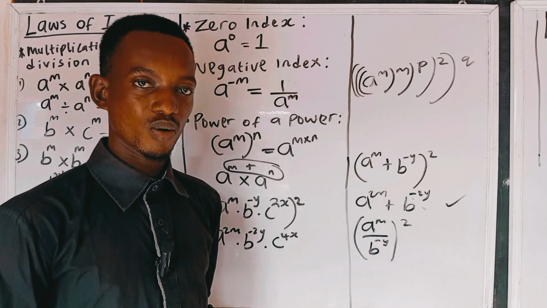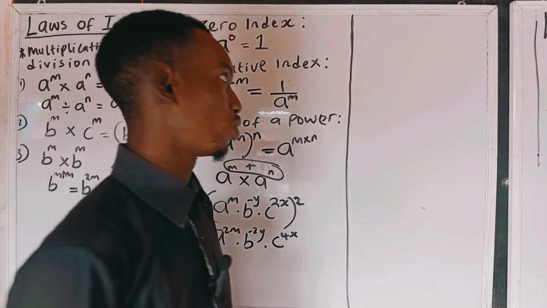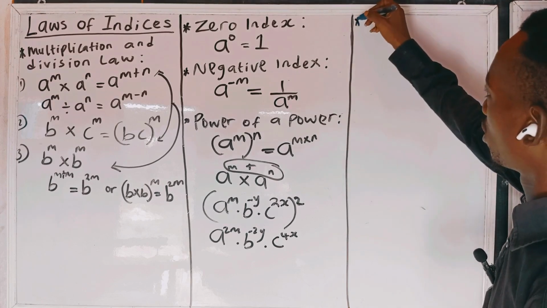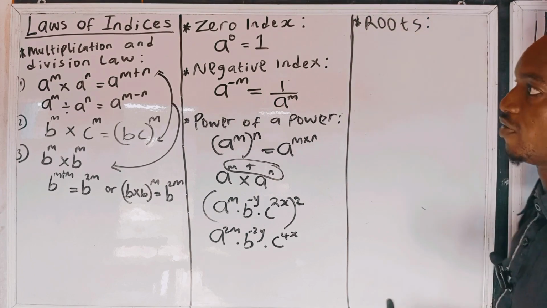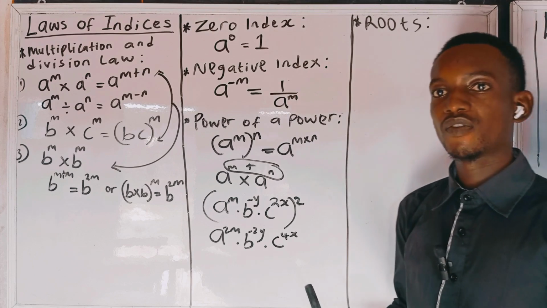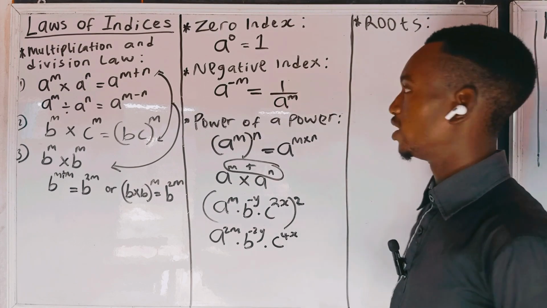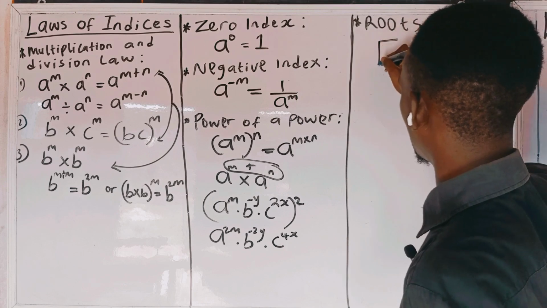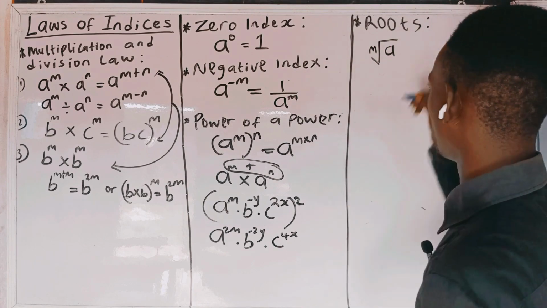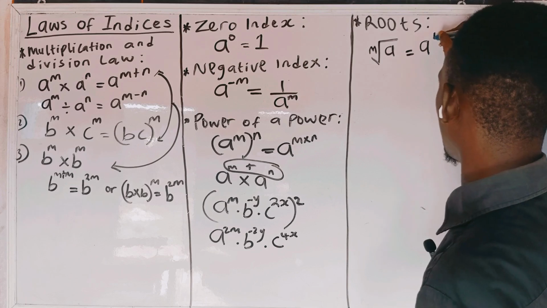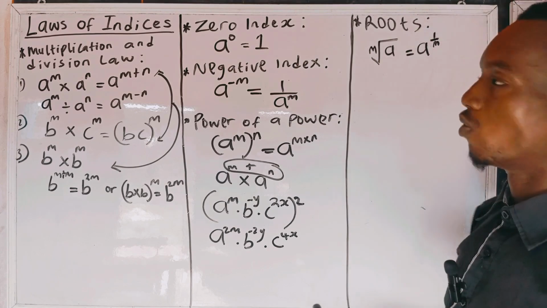Now to the last law. The last law has to do with roots. How do we evaluate roots? When we have roots, might be square root, cube root, fifth root, and all that, how do we evaluate roots in indices? Now let's say we have the m-th root of a. According to the laws of indices, the m-th root of a will give us a to the power of 1 over m.